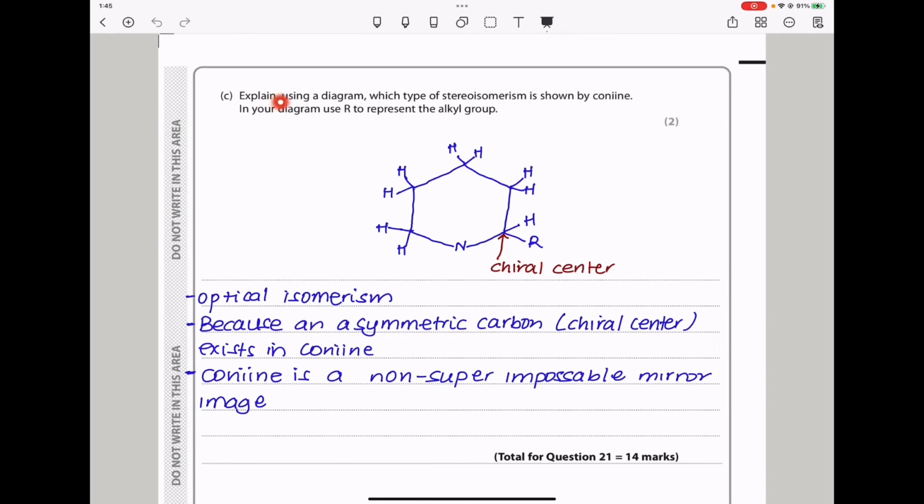In part C, explain using a diagram which type of stereoisomerism is shown by conine. In your diagram, use R to represent the alkyl group. If I put R here, this carbon contains 4 different groups, and that means this is a chiral center. So I say the isomerism is going to be optical isomerism because an asymmetric carbon or chiral center exists in conine. Conine is a non-superimposable mirror image.